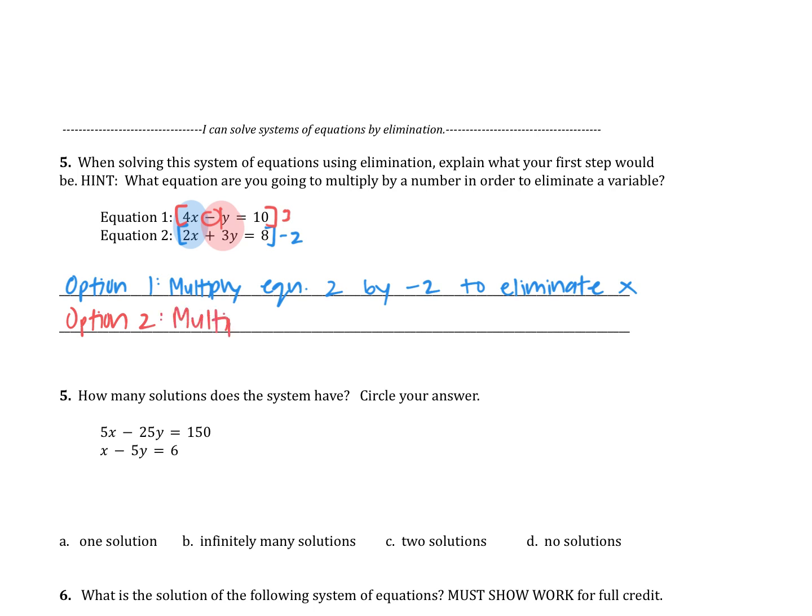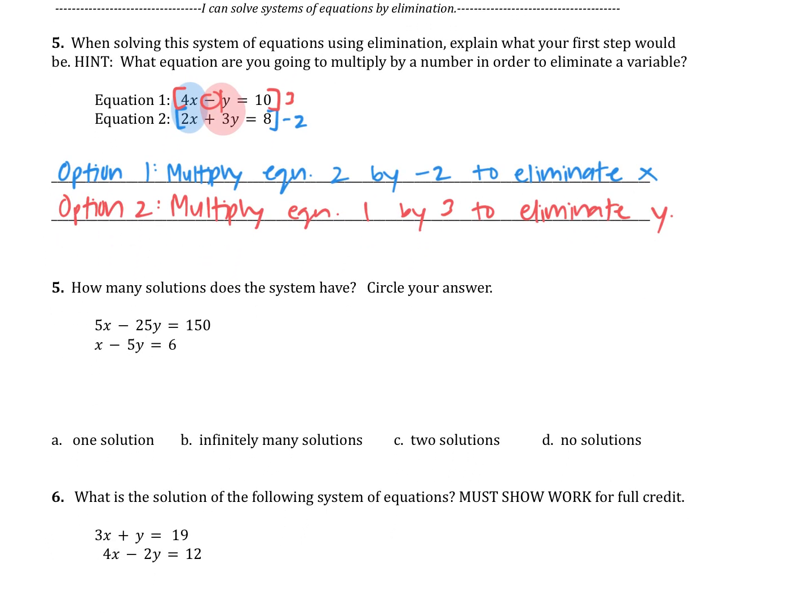is to multiply equation 1 by 3 to eliminate y. There's not one correct answer for this one. You could have either one of those and be correct. Second, number 5, guess there's a little typo there. How many solutions does this system have?